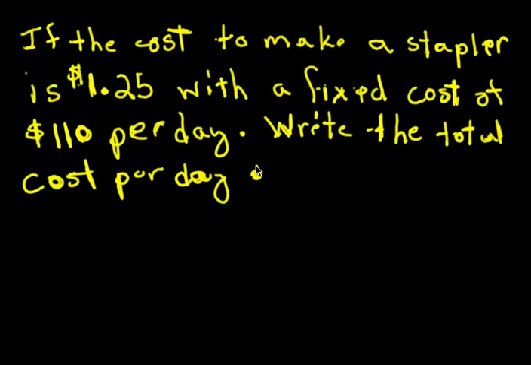If the cost to make a stapler is $1.25, that's per stapler. So that's the cost of the labor and the material that goes into each stapler. So the total cost is going to be a combination of these costs. And this 110 per day isn't going to change. The 110 per day is fixed, right? There's no multiplier. So we know that's going to be down here somewhere, just nice and fixed, $110.